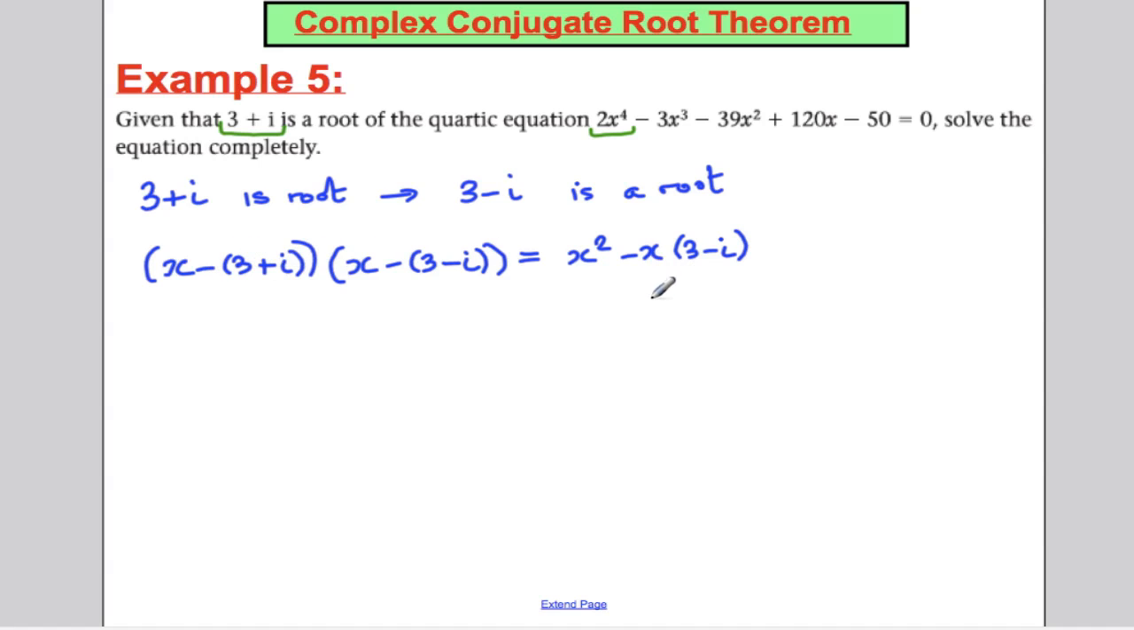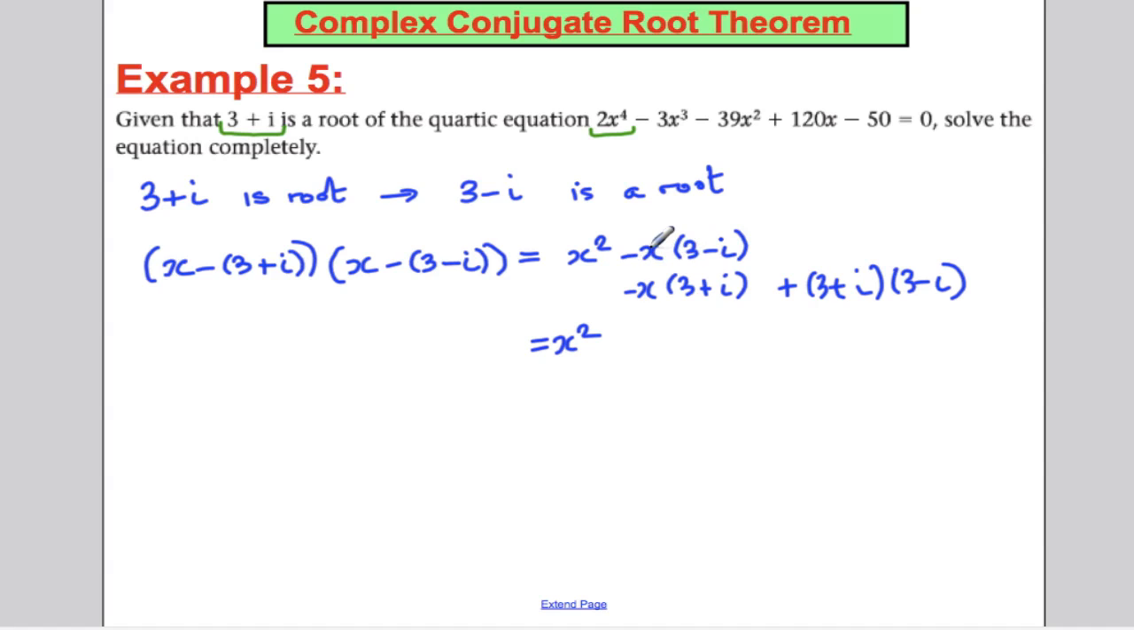Negative 3 plus i times x gives me negative x(3 plus i). And negative 3 plus i times negative 3 plus i gives me a plus 3 plus i, 3 minus i. Now we've seen one a bit like this before. Let's just try and do it quite sensibly. I keep my x squared.